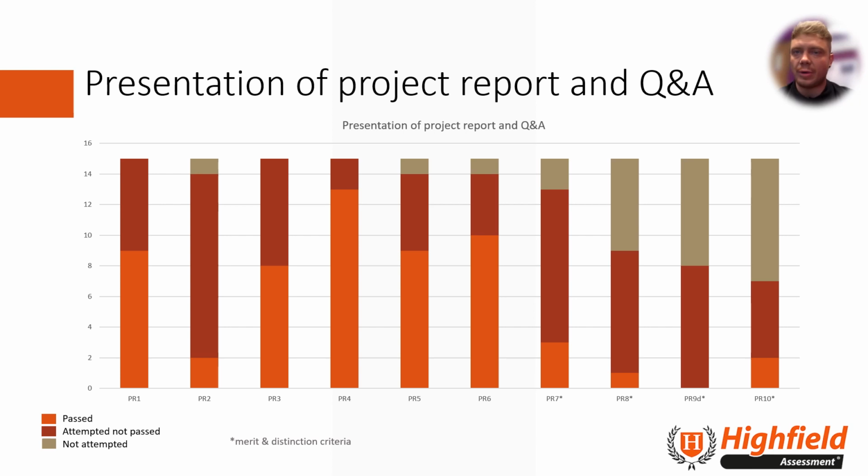The high proportion of brown means that the learners in the main did not have the opportunity to attempt the criteria. We expect this to happen with distinction criteria, where there was not the opportunity to stretch to these due to time constraints. We've identified other criteria where there are higher rates of learners who have attempted the criteria but unfortunately not passed. These seem to be the most common causes of failure within the presentation and question and answer section, which we'll go through on the next slides.